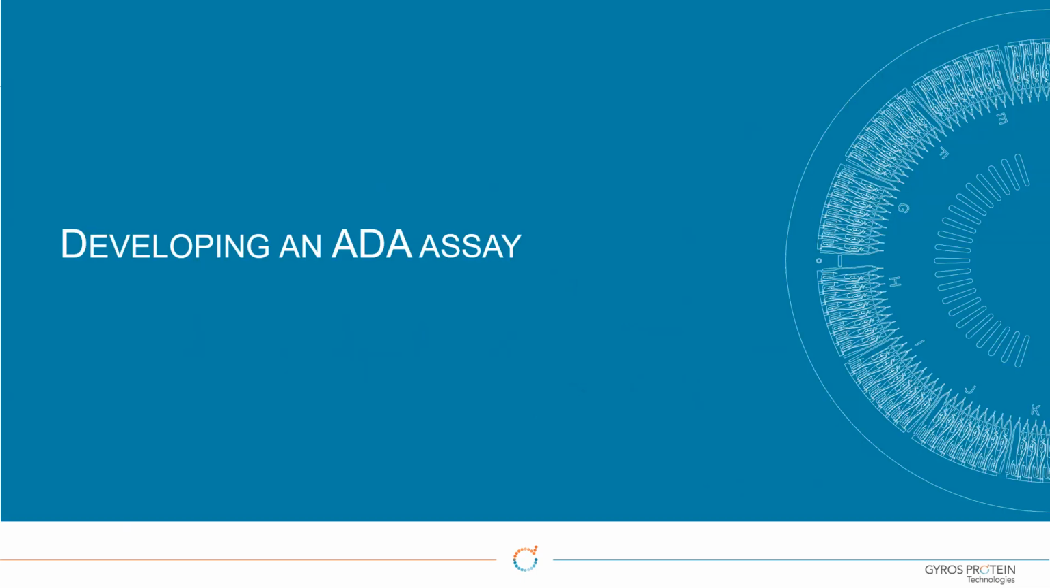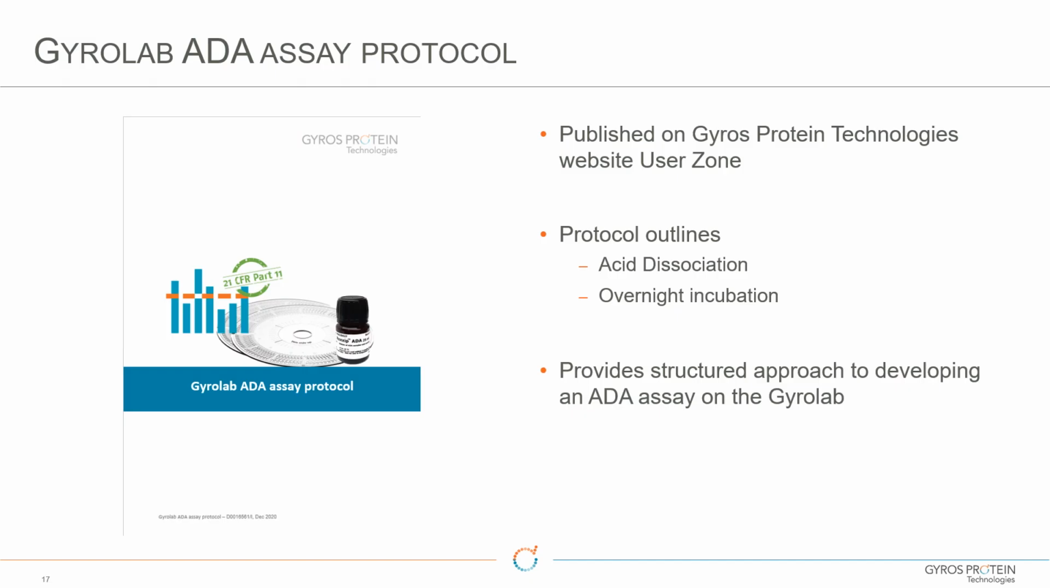So now we'll turn to some of the details involved in developing an ADA assay on the Gyrolab platform. As mentioned earlier, we do have a Gyrolab assay protocol for developing ADA assays. This is actually published on the Gyros user zone, and the protocol outlines the approach for developing an assay using acid dissociation, but also gives an alternative overnight incubation protocol, which can be used on our normal CDs, such as the 200 nanoliter, 1000 nanoliter, etc. but it does provide a structured approach to developing ADA assays on the Gyrolab, and we're going to go through this guide in detail.